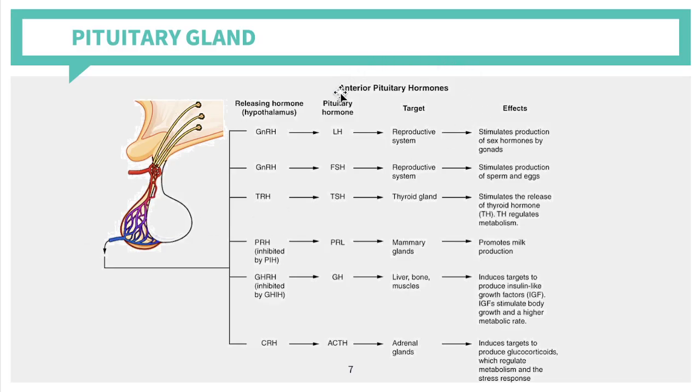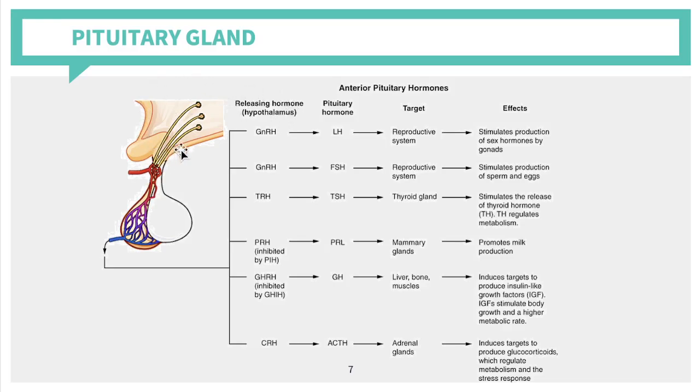So first, let's talk about your anterior pituitary hormones. What are the hormones produced by the anterior pituitary gland? First, you have your luteinizing hormone, your follicle stimulating hormone, your thyroid stimulating hormone, your prolactin, your growth hormone, and your ACTH, your adrenocorticotropic hormone. Okay? Each of these hormones will have a specific target and will have a specific effects. Now, question: what will stimulate the release of your pituitary hormone? And by that, it's gonna be your different releasing hormones by your hypothalamus.